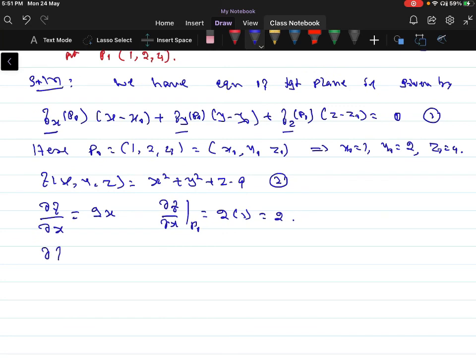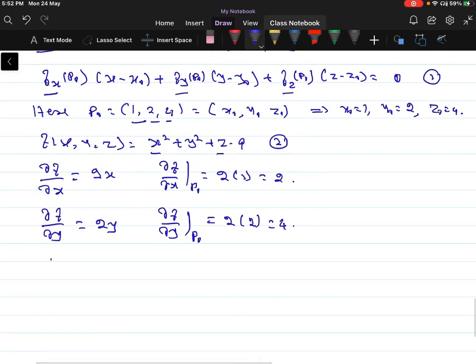So find out dou f by dou y, differentiating f with respect to y partially, treating x and z as constant. So that is equal to 2y. Therefore dou f by dou y at the point p naught, where x is 1, y is 2, and z is equal to 4, is 2 into where y is 2, that is equal to 4. So differentiate f partially with respect to z, treating x and y as constant. So z differentiation is 1, dou f by dou z at the point p naught is equal to 1.